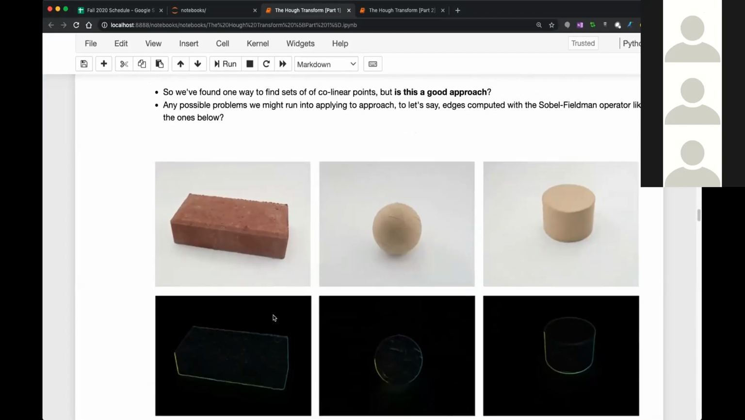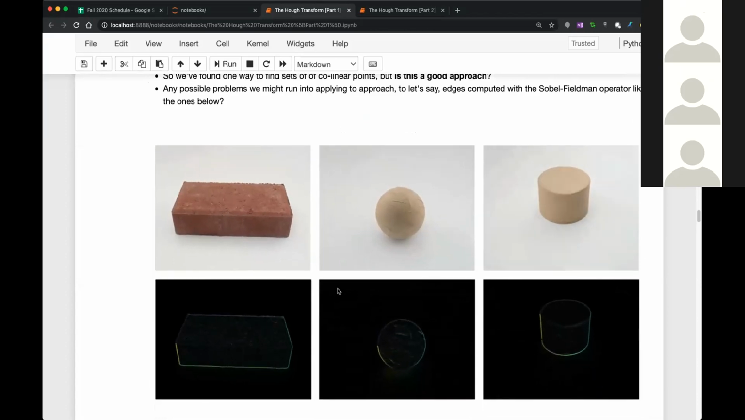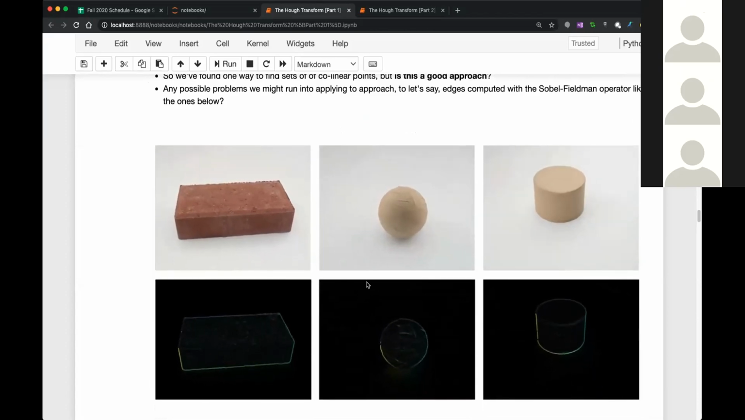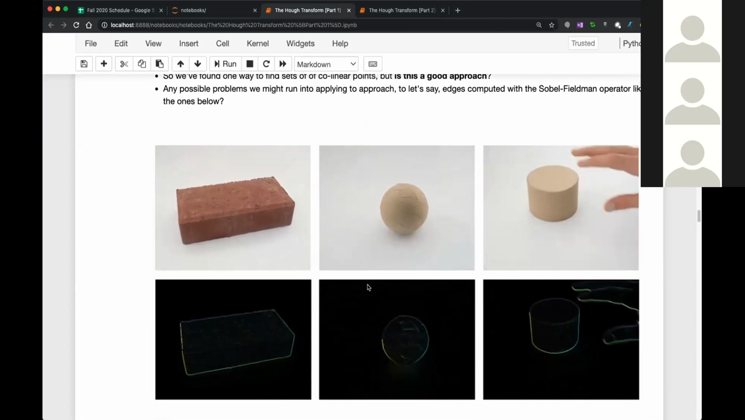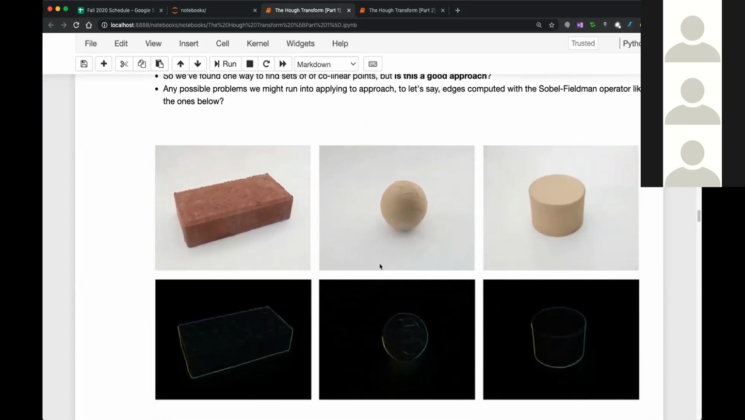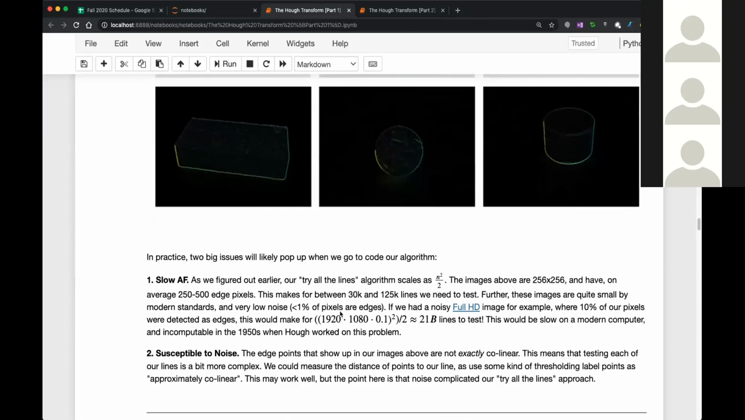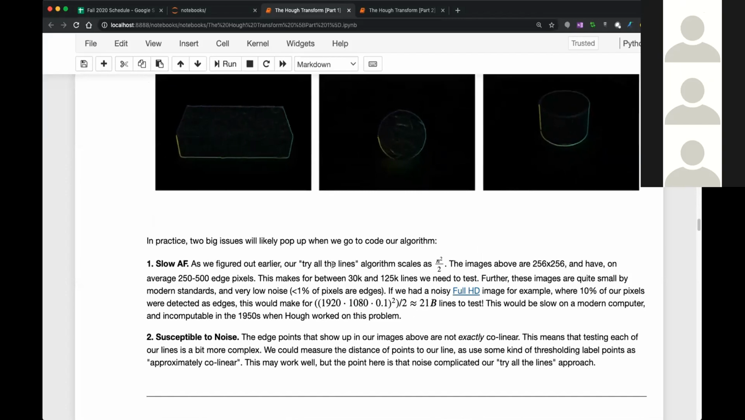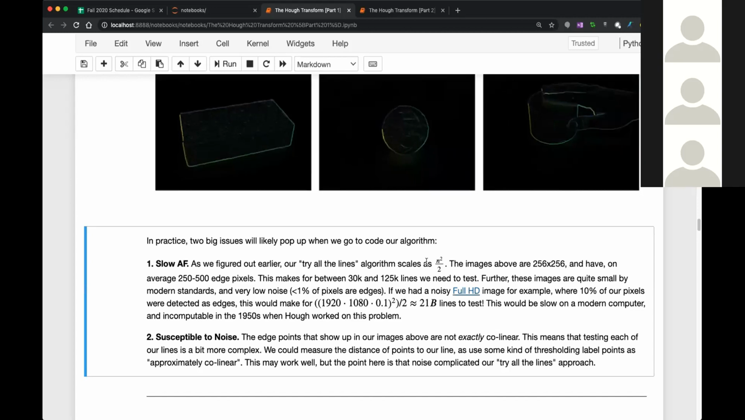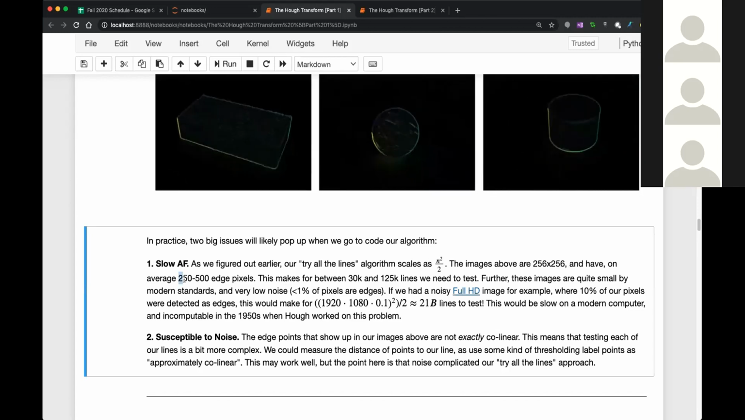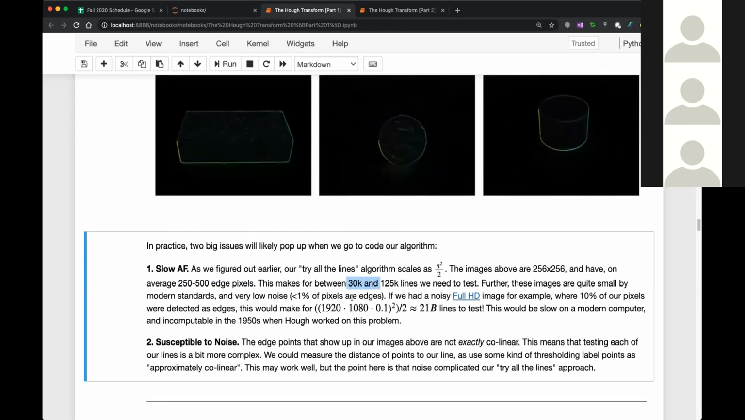So here's the thing. Since we have to compare n squared over 2 points, like I mentioned, this can start to get really, really expensive and really, really slow, even on modern computers. For example, here's a little bit of math. In the above images, which are 256 by 256, there are on average, let's say, 500 edge pixels, which makes for around 100,000 lines to test. And 256 by 256 images are actually pretty small.